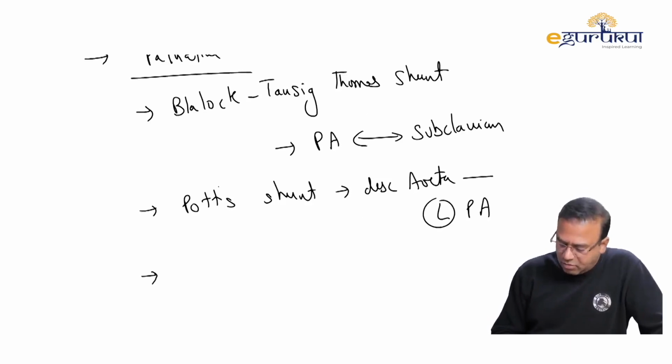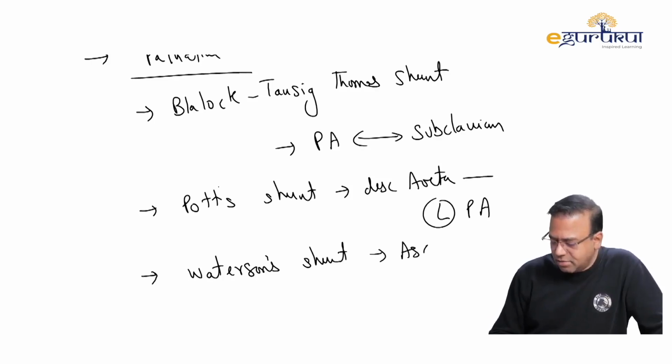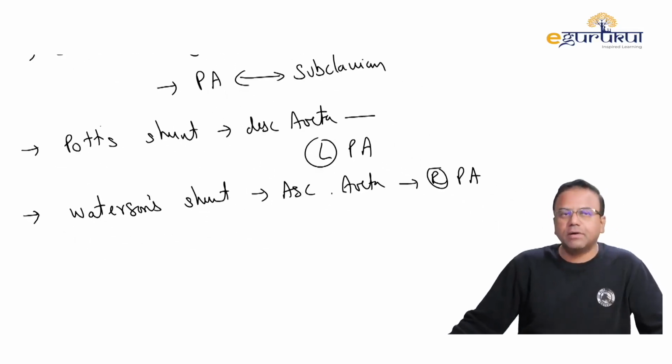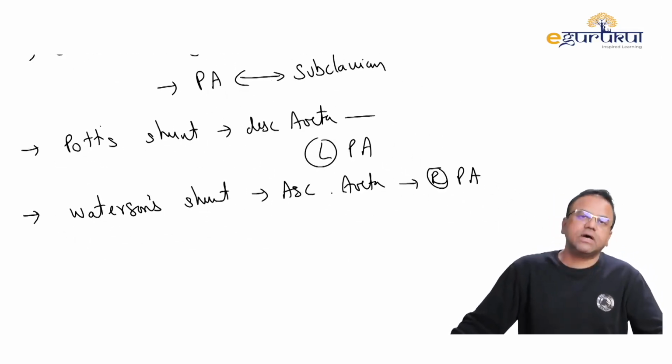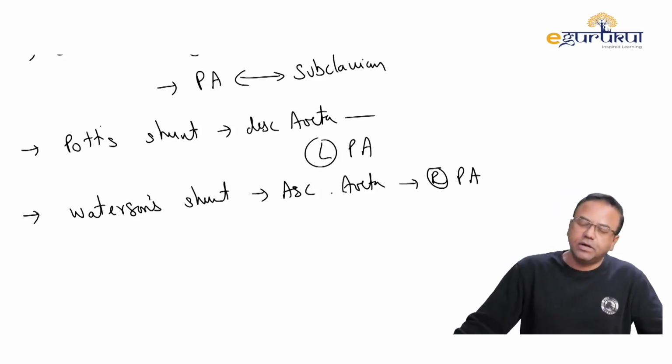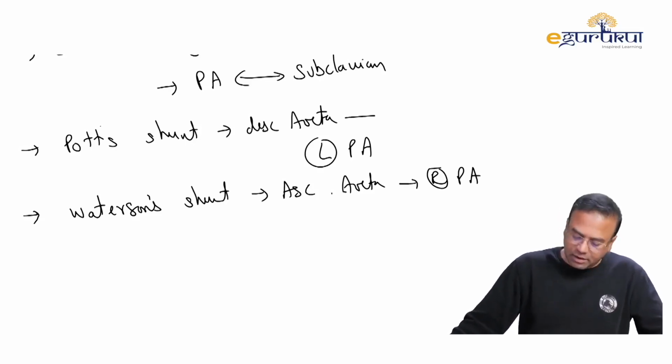We also have something called the Waterston shunt. This Waterston shunt is where the ascending aorta is connected to the right pulmonary artery. Okay, ascending aorta is connected to the right pulmonary artery. So these three palliative shunts are potential MCQs. One should be clearly aware of them. The BT shunt, pulmonary artery subclavian connection. Pott shunt is the descending aorta and the left pulmonary artery connection. Waterston shunt is the ascending aorta and the right pulmonary artery connected.